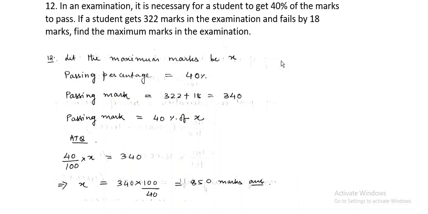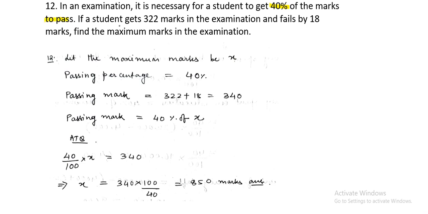Students, in the last video we have completed exercise 9b, questions 1 to 11. So in this video we will start from question number 12, exercise 9b. In question number 12 it is saying that in an examination it is necessary for a student to get 40% of marks to pass. So 40% is the passing mark.